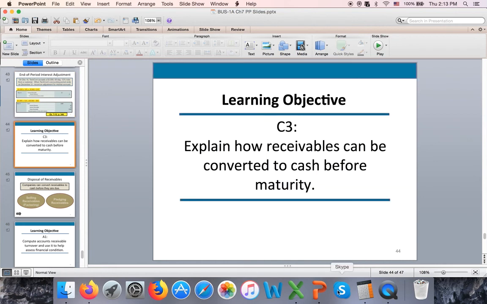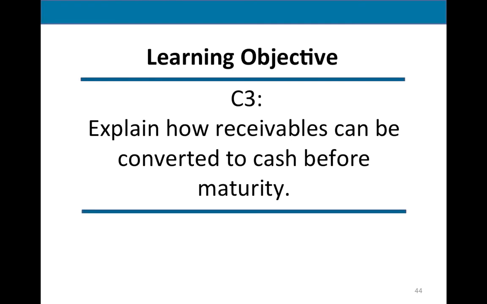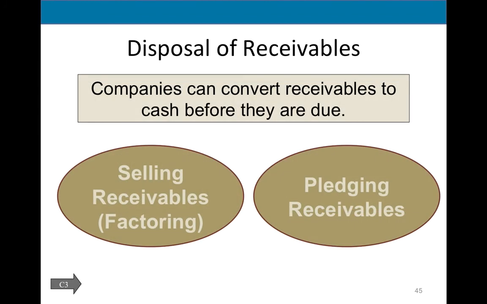The next topic talks about how receivables could be converted to cash before maturity. This is the oldest method of financing business. It was happening even in ancient Babylon. It's called factoring. So receivables are amounts of money you're going to collect in the future. It's an intangible asset, but if you need money now, you can sell receivables to a factor.